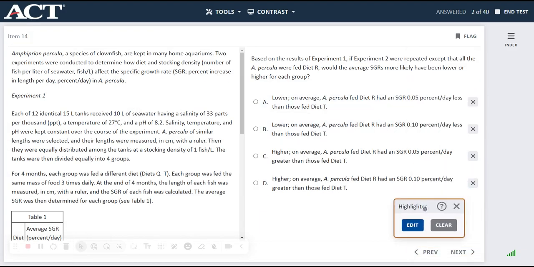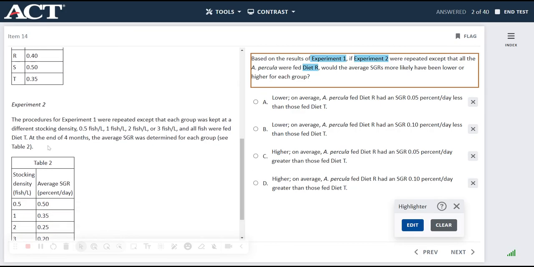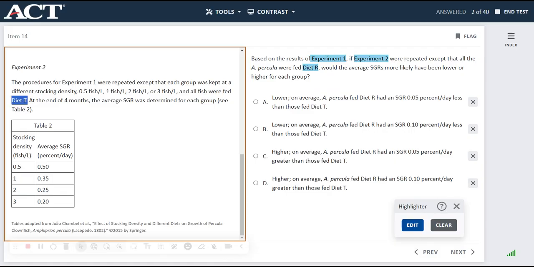Based on the results of experiment 1, if experiment 2 were repeated, except that all the fish were fed diet R. Okay, in experiment 2 they were fed diet T. Would the average SGR most likely have been lower or higher for each group? Okay, so let's look at our answers. Lower on average, the fish had an SGR 0.5% less than those fed T.